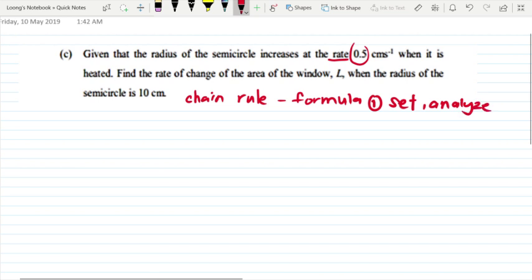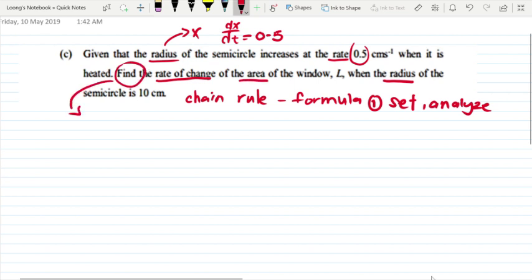So the rate of the radius x is 0.5, which means that dx over dt is equal to 0.5. And here we need to find the rate of change of area, so we need to find dL over dt, and here they give us that the radius is equal to 10 cm.